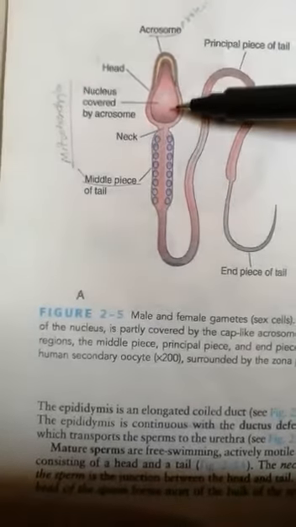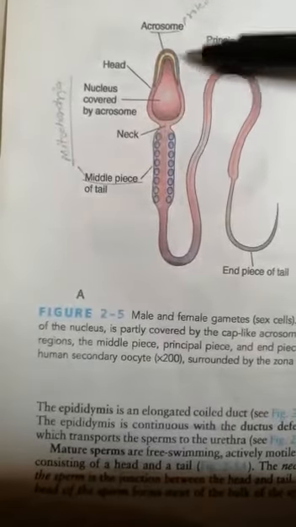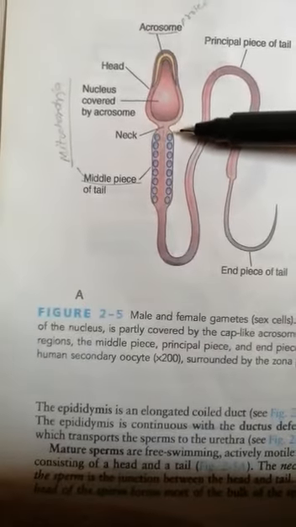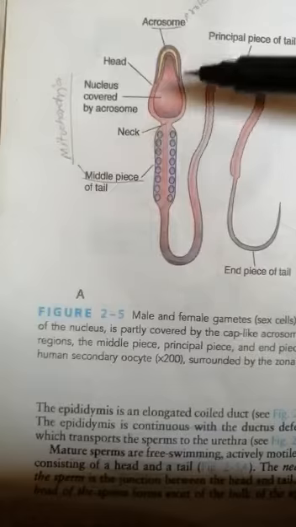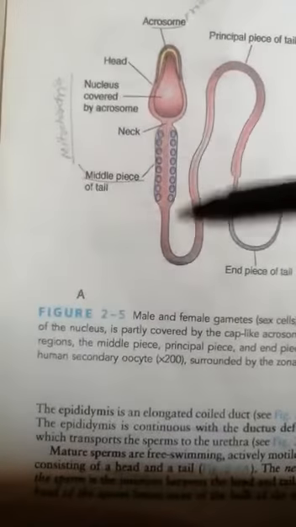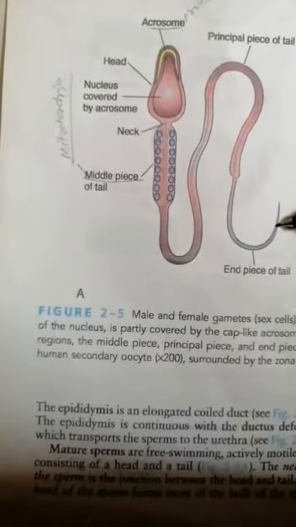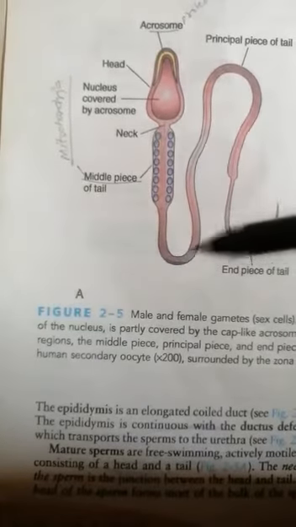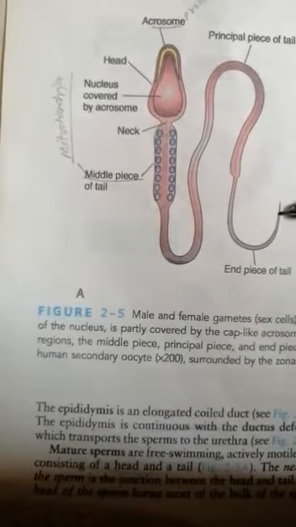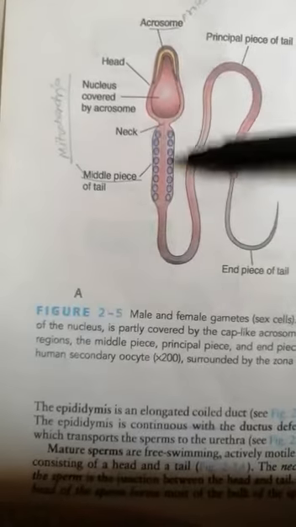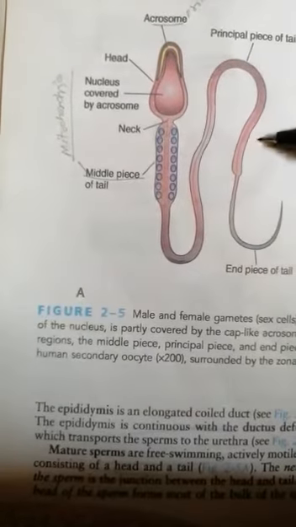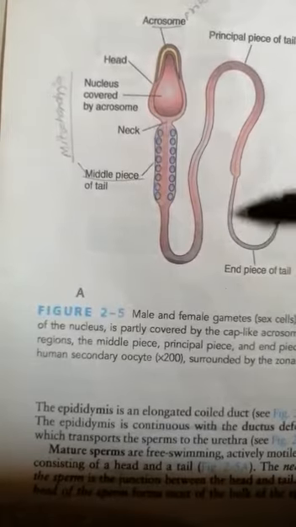So this is the nucleus and the acrosome in the head part of the sperm, and this narrow part, you can see this little one, is the neck of the sperm that joins the head with the tail of the sperm. This whole part is the tail of the sperm. The tail of the sperm has three parts. This is the middle piece, this is the principal or major part of the tail, and this is the end part of the tail.